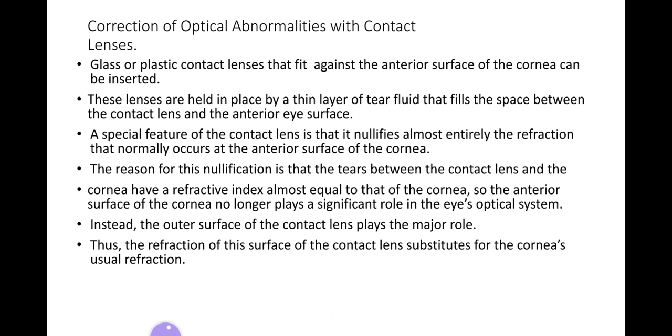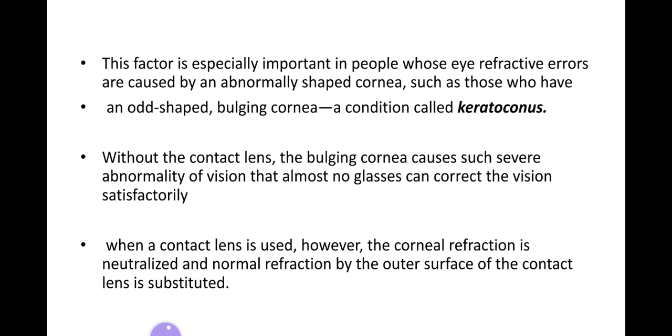Correction of the optical abnormalities can also be done with contact lenses. These lenses are held in place by a thin layer of tear fluid that fills the space between the contact lens and the anterior eye surface. What is the special feature? It nullifies almost all the refraction that normally occurs at the anterior surface of the cornea. This factor is very important in people whose refractive errors are caused by an abnormally shaped cornea, such as those who have an odd shaped bulging cornea, a condition known as keratoconus.